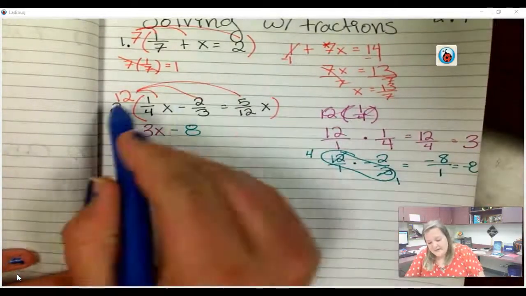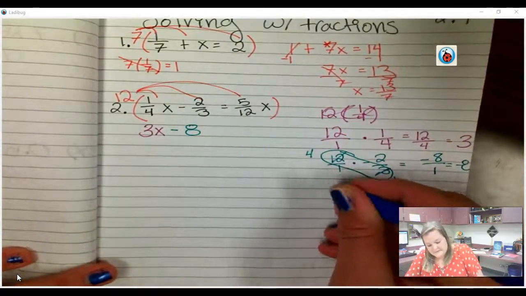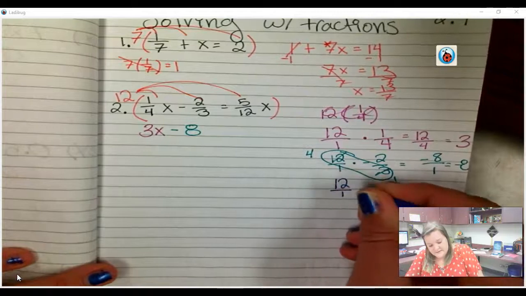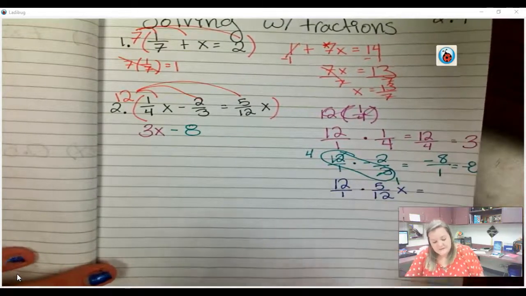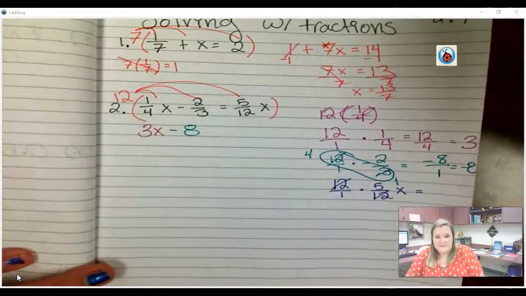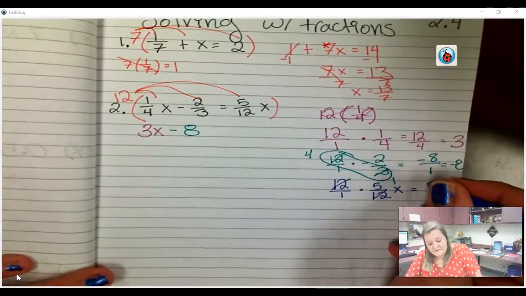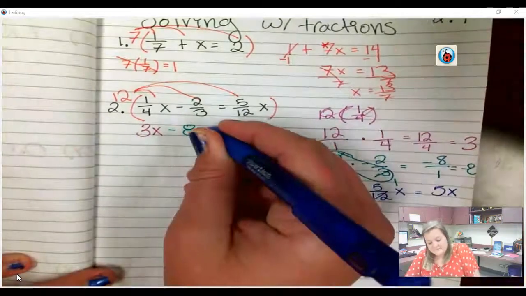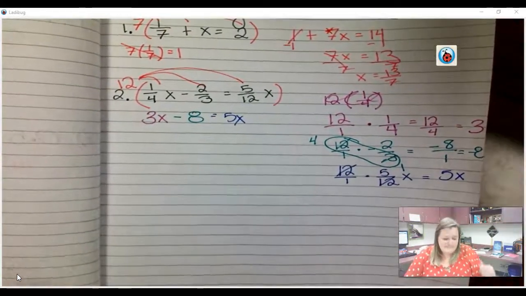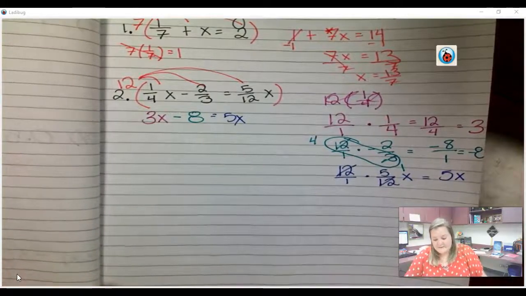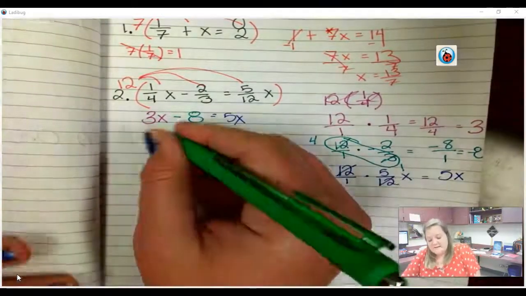Hope so. So then we're going to do 12 over 1 times 5 over 12 x. Right here you have 12 on top and 12 on bottom, so then you're left with 5x. And then you just solve the same way you would before. So first thing that we do is get rid of the 8. Move the 8 over to the other side.